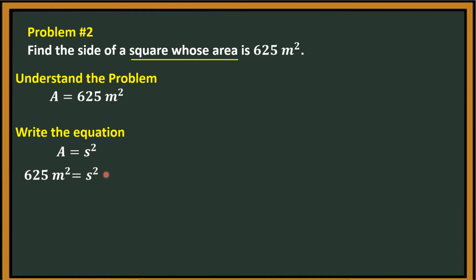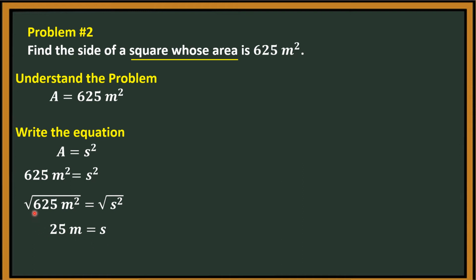Since S squared is a perfect square and M squared is also a perfect square, and then 625 is also a perfect square. Therefore, when we take the square root of 625, M squared, and the square root of S squared, that is equal to 25M is equal to S.